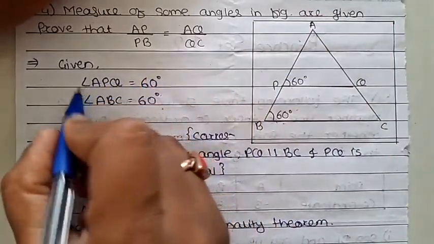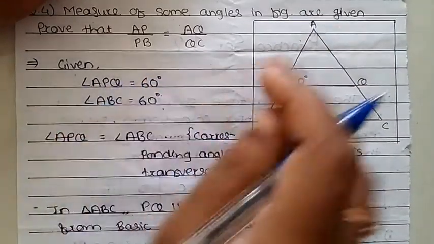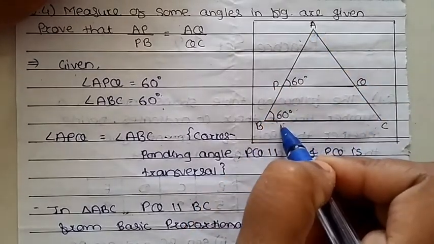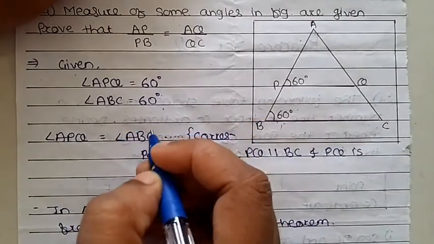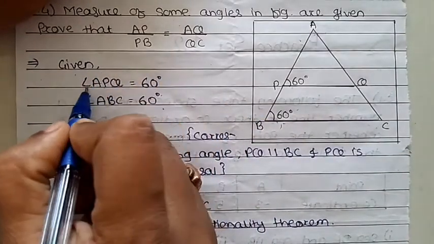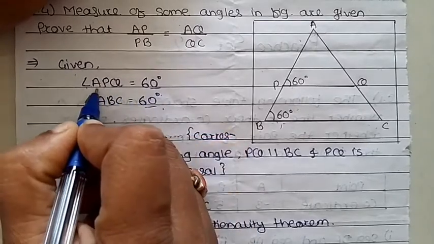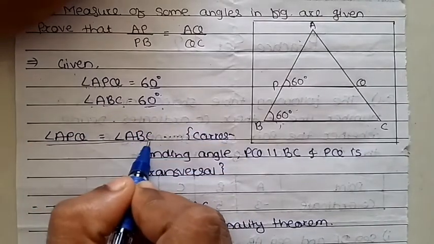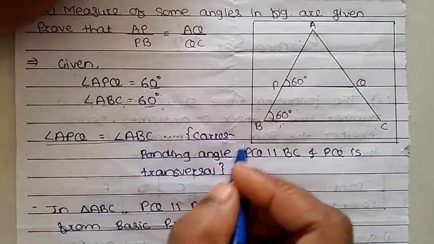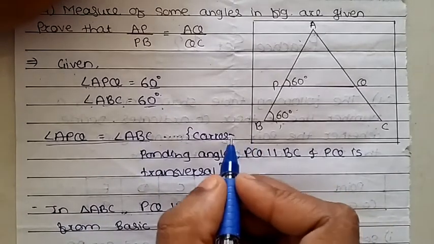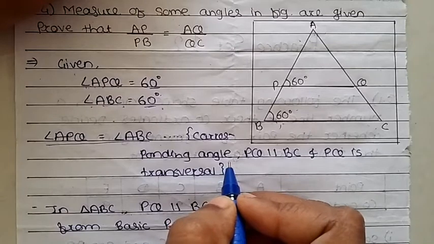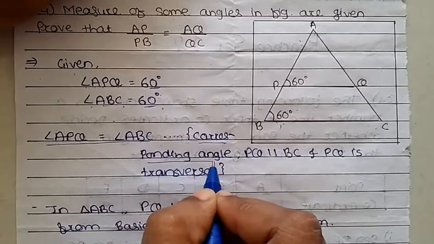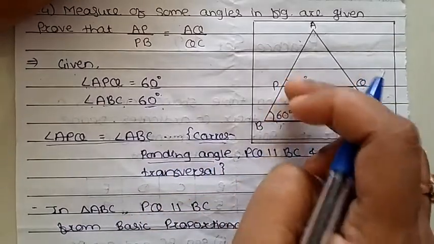Write down the given terms first: angle APQ is equal to 60 degrees, and angle ABC is equal to 60 degrees. We can say that these two angles are equal, as the values are the same. So we write angle APQ is equal to angle ABC. You have already studied parallel lines and the angles made by parallel lines. One type is corresponding angles. Corresponding angles are those angles which are at matching corners.